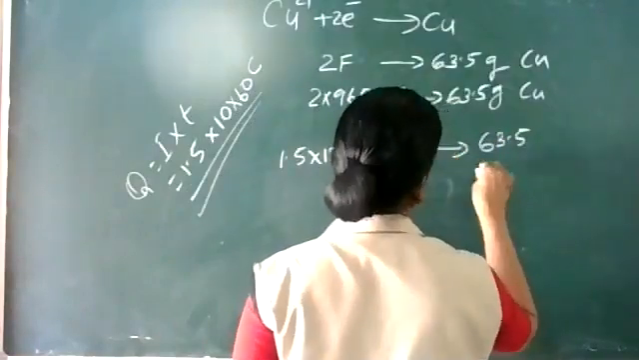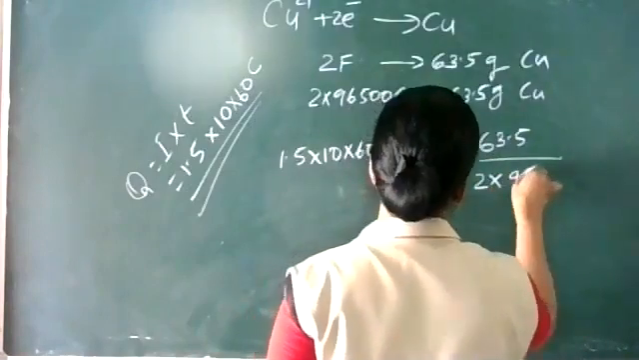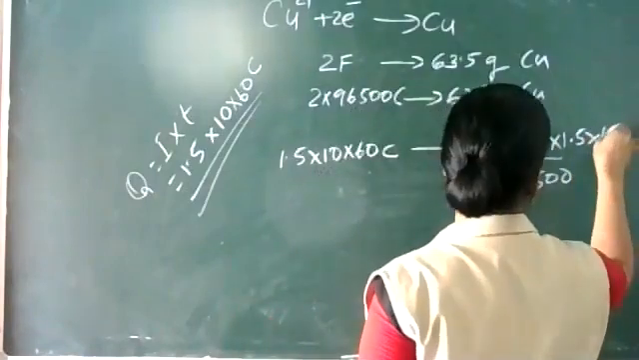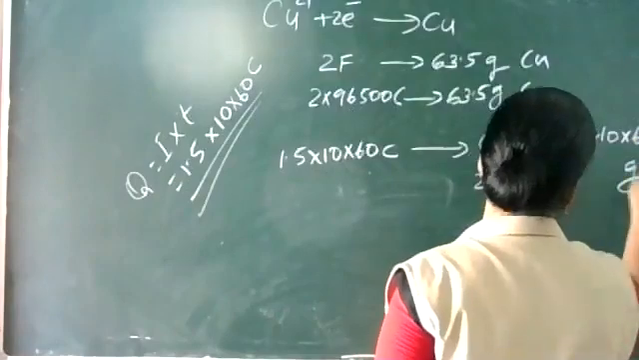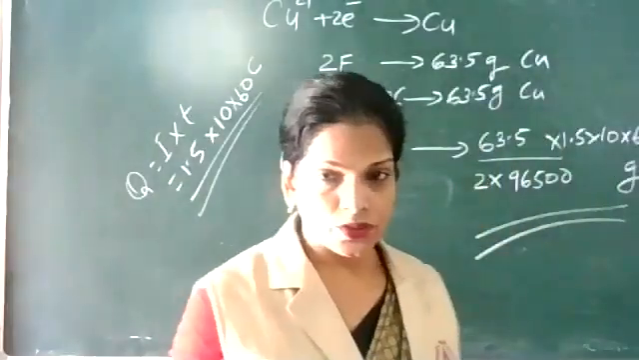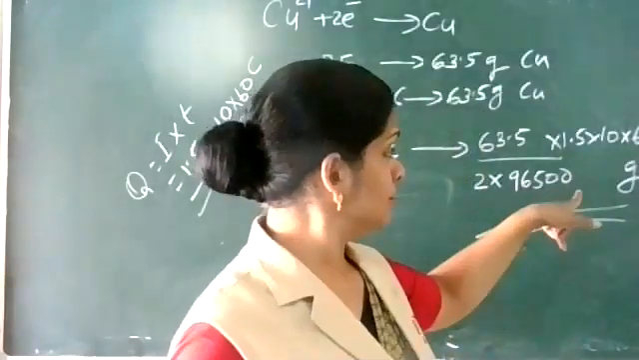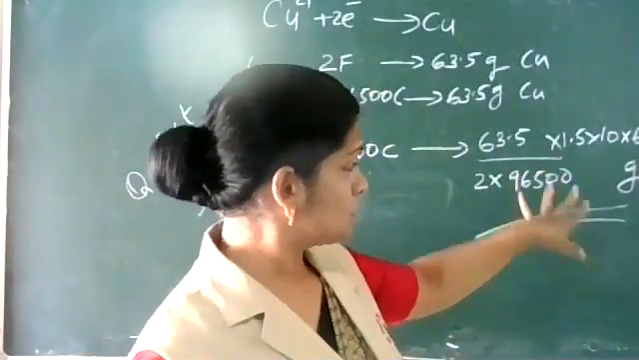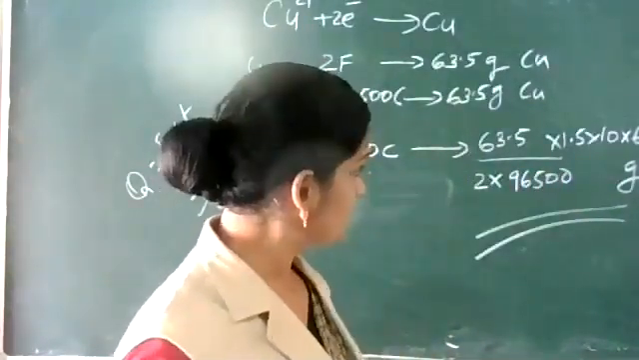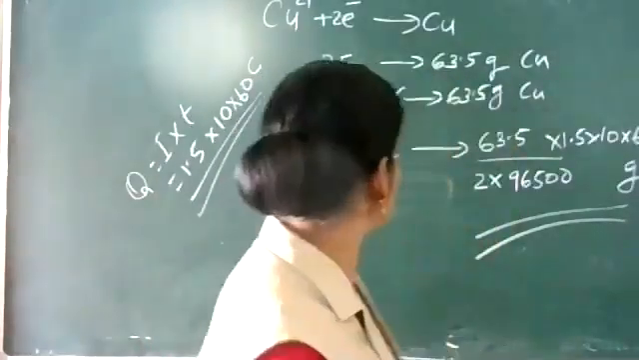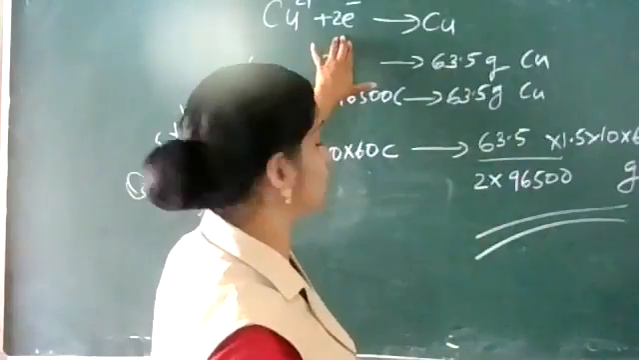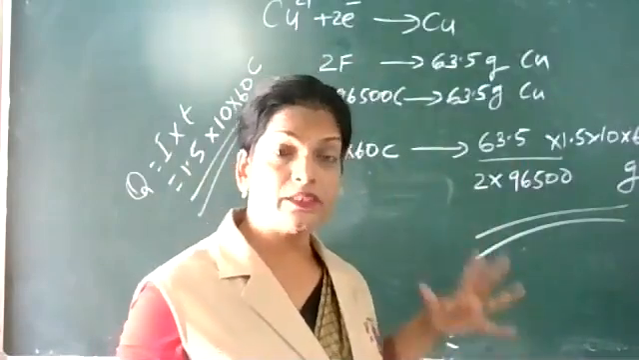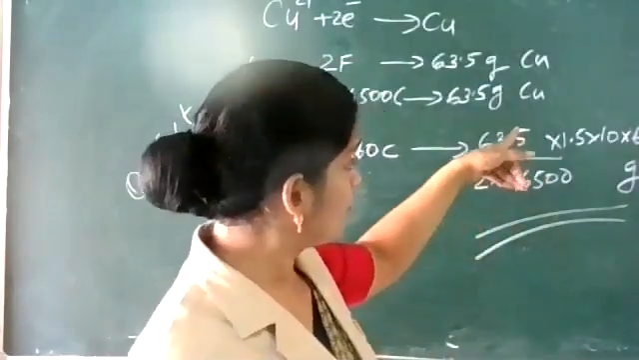63.5 upon 2 into 96,500 into 1.5 into 10 into 60. This much gram of copper will be deposited. So here it is 2 farad, 2 electrons in this 2 farad. If it is 3 electrons, 3 farad. If it is 6 electrons, then 6 farad, to get 1 mole of that.